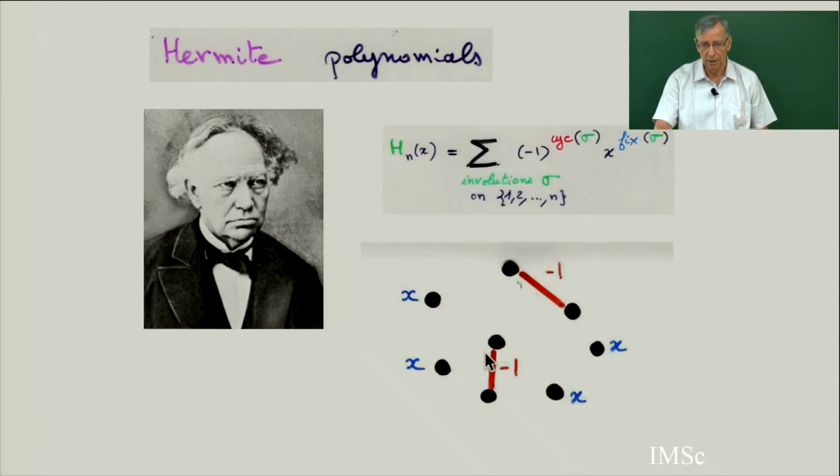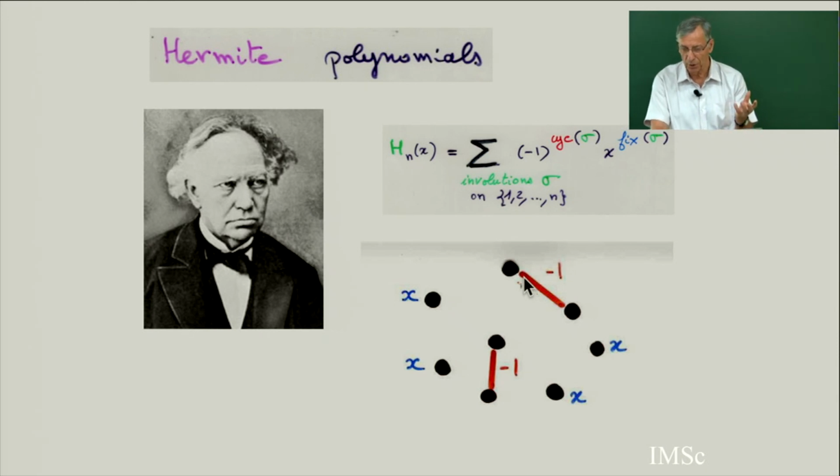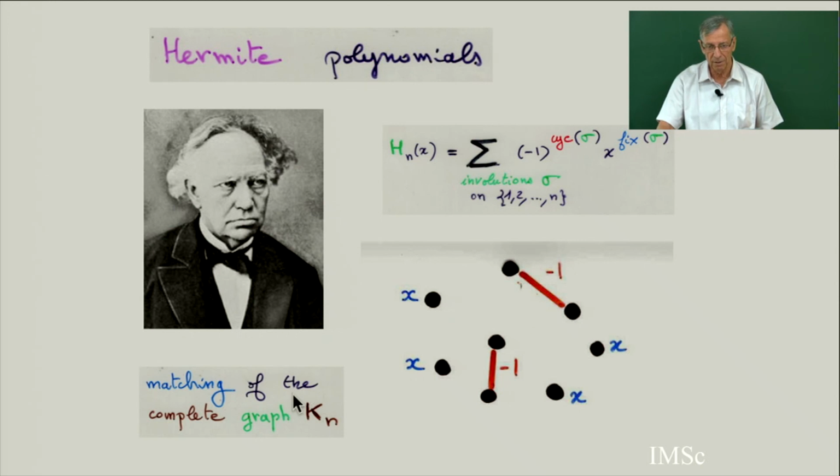It's going to be H_n of x, the sum over all possible involutions. So you take n elements, and you take an involution. An involution is a permutation having only cycles of length 2 and of length 1. So here a cycle of length 1, here a cycle of length 2. Or it also can be seen as a matching of the complete graph.